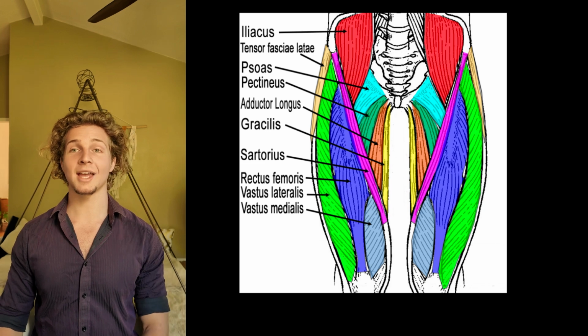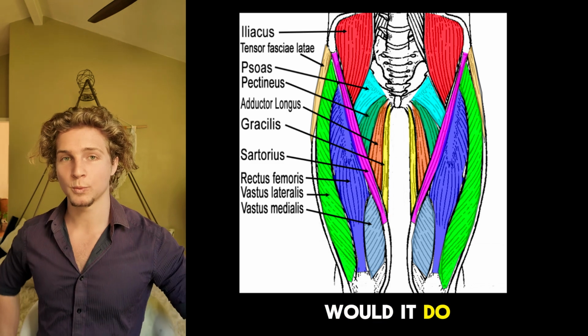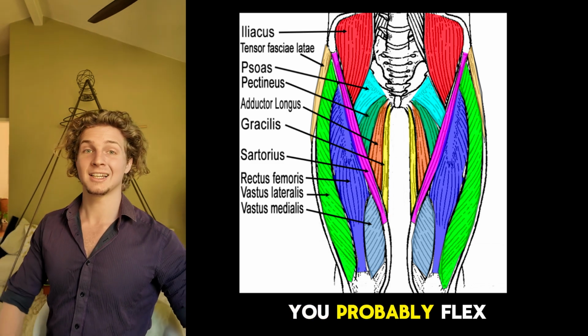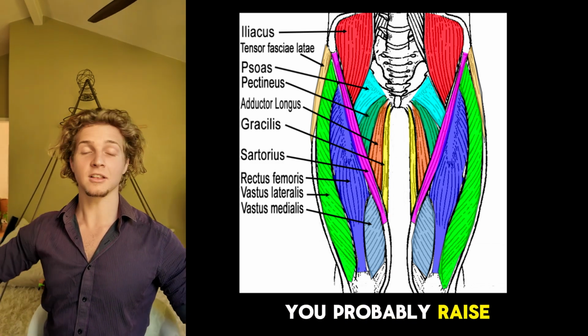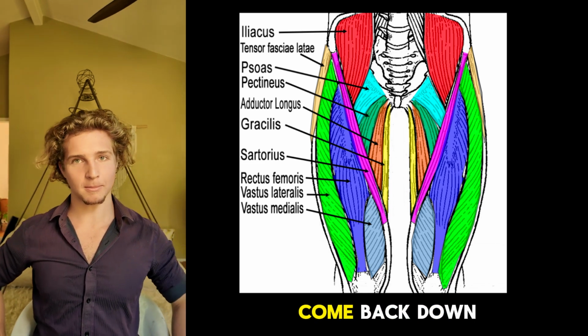We look at that big red thing. If it was to shorten, what would it do? It would probably flex the hip. It would probably raise the leg, right? And if it was to lengthen, then it's probably going to allow that leg to come back down.